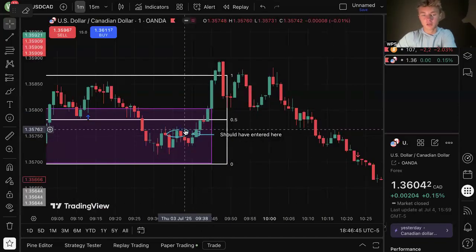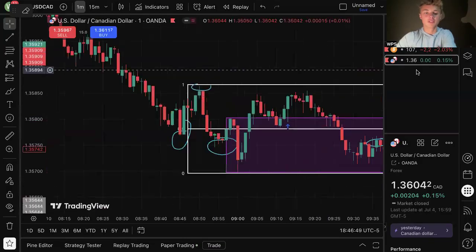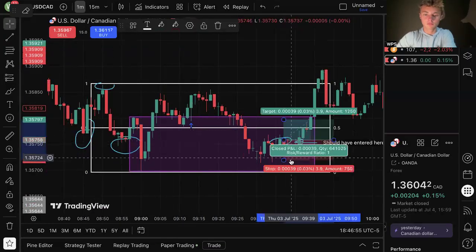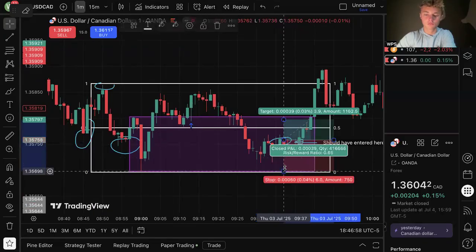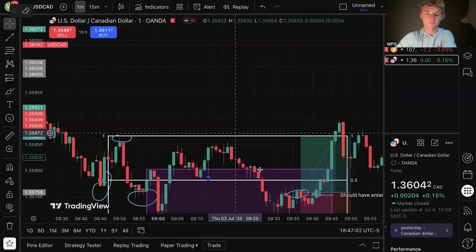I could have gotten probably a 1 to 1.2, 1.3 risk to reward ratio trade with the previous area of liquidity up here. Yeah, almost 2-to-1.